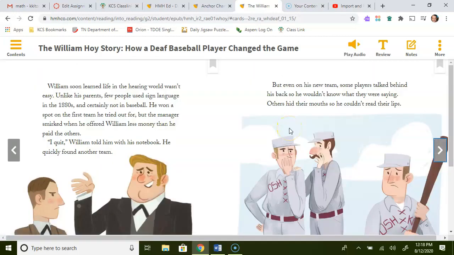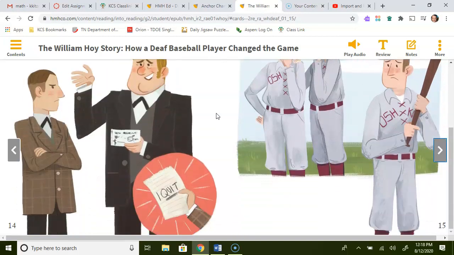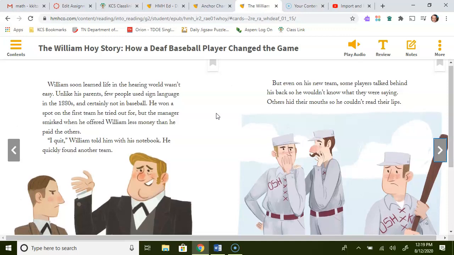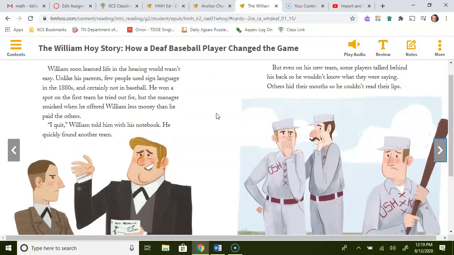William soon learned life in the hearing world wasn't easy. Unlike his parents, few people used sign language in the 1800s, and certainly not in baseball. He won a spot on the first team he tried out for, but the manager smirked when he offered William less money than he paid the others. "I quit," William told him with his notebook. He quickly found another team. But on his new team, some players talked behind his back so he wouldn't know what they were saying. Others hid their mouths so he couldn't read their lips.